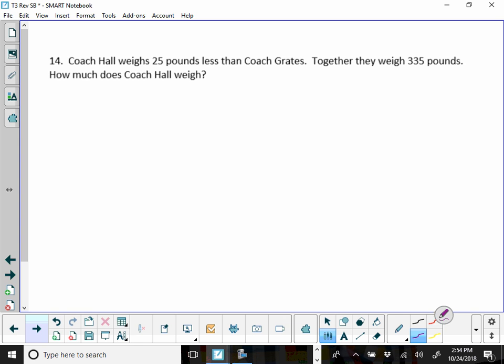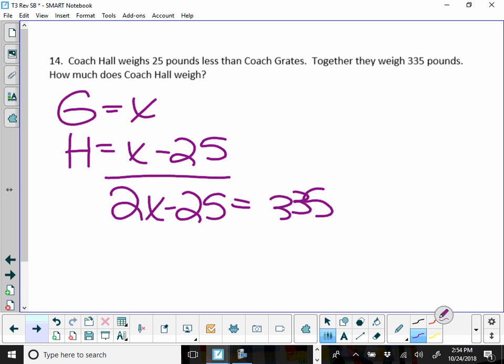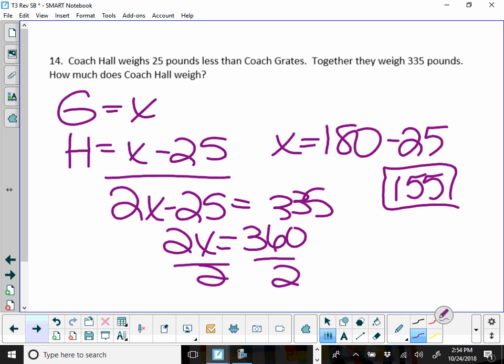All right, 14 is our weight problem. Coach Hall weighs 25 pounds less than Greats. So Greats is our x and Hall is x minus 25. Together, add that up. They equal 335. So x is 180. 180 would be Greats, but they wanted Hall, so you have to subtract the 25, and Hall is 155.